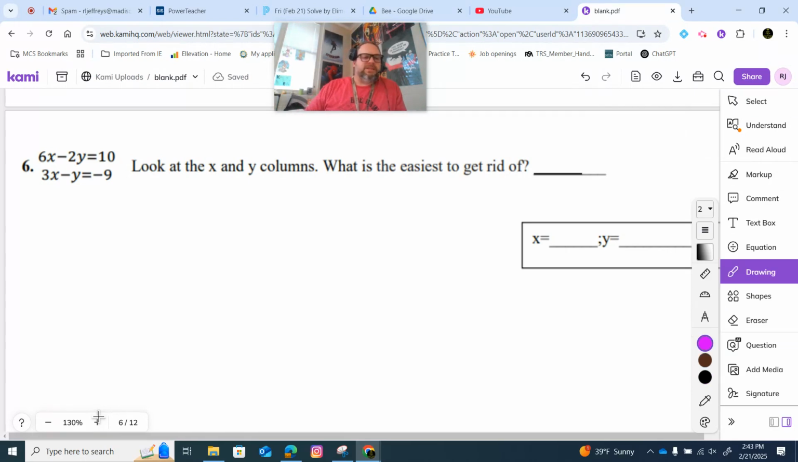Okay, so let's look at our columns. So we want to pick again. Mathematicians by nature are lazy. Teenagers by nature are lazy. We are teenager mathematicians, so we should be twice as lazy as a regular mathematician. So that's why we want to look for the easiest variable to get rid of. Which variable would you like to get rid of? Both of these are equally easy because you're only going to have to multiply. Did you look at the problem? Okay. So what did you notice about the problem?